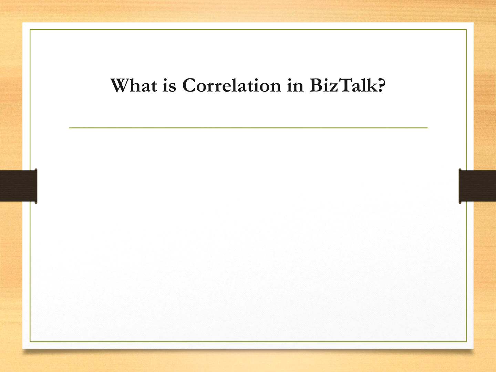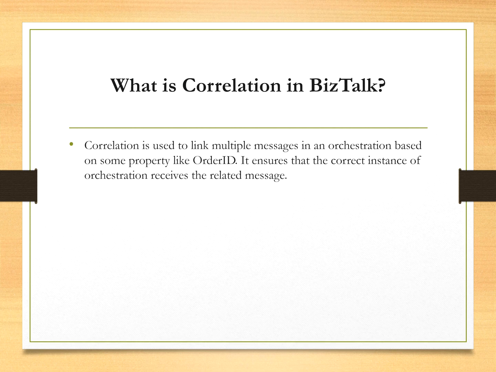What is correlation in BizTalk? So correlation is used to link multiple messages in an orchestration based on some property like order ID. It ensures that the correct instance of orchestration receives the related messages.